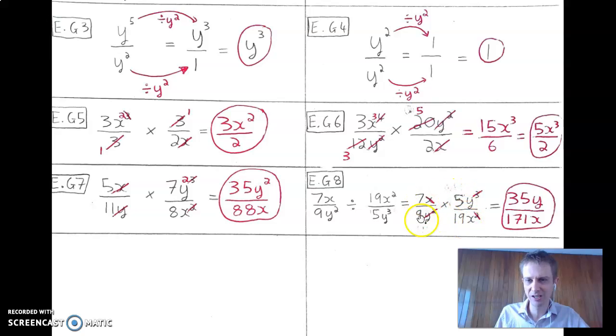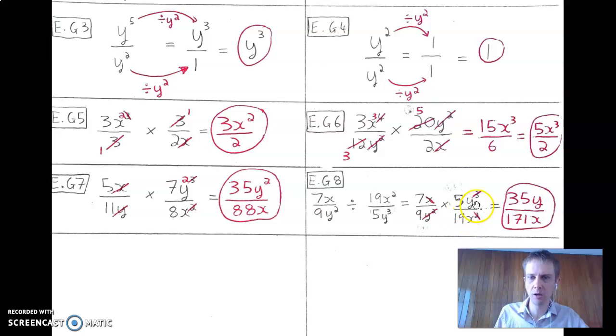Again, none of the numbers cancel, but really look at them. Well, funny enough, 19 is prime, isn't it? 5 is prime. 7 is prime. 9 is the only non-prime there. 9 is 3 times 3, so neither of those are divisible by 3. That's the sort of process you go through. X and x squared. X divided by x is 1, disappears. X squared divided by x is x.